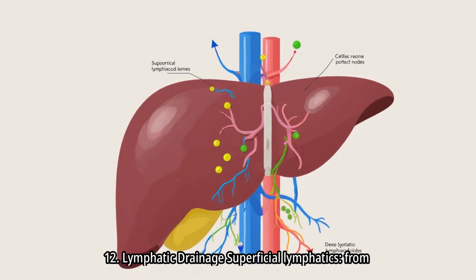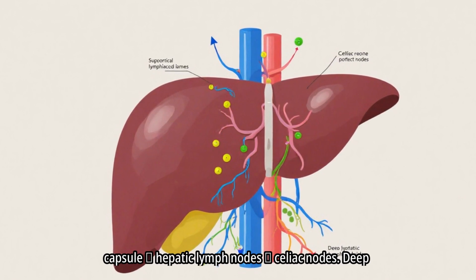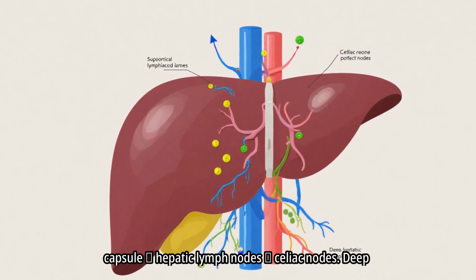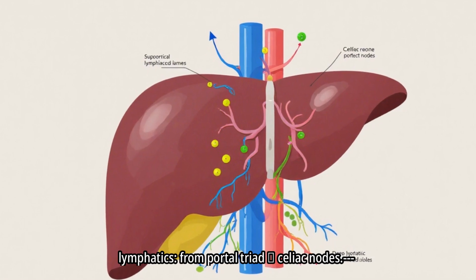12. Lymphatic drainage. Superficial lymphatics from capsule go to hepatic lymph nodes, then celiac nodes. Deep lymphatics from portal triad go to celiac nodes.